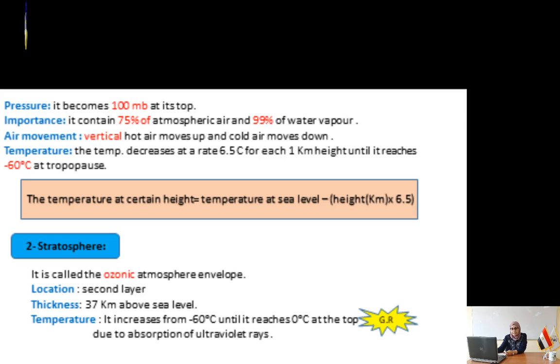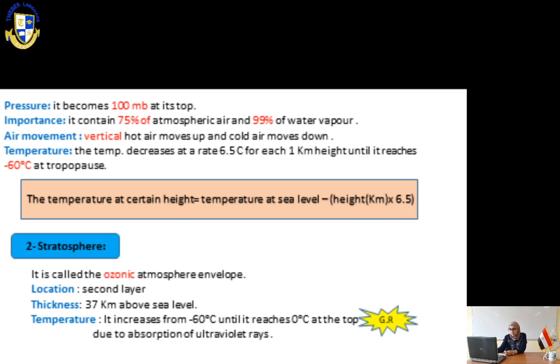Stratosphere, it is the second layer. We said that in the second layer, the pressure is 1 millibar and the thickness is 37 kilometers above the sea level. Here we can find the ozone layer. And the temperature increases from -60 degrees to 0 degrees at the top due to the absorption of the ultraviolet ray. So the ultraviolet ray makes the temperature increase from -60 to 0 degrees.